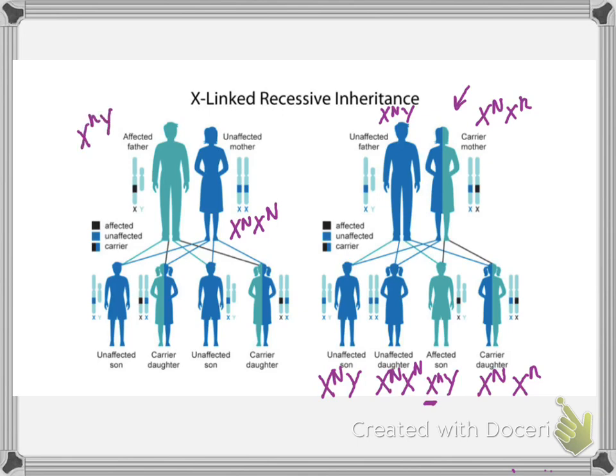Again, girls get X chromosomes from each parent. So the girls are always getting that recessive allele from their fathers. Hopefully that gives you a better idea of how sex linkage works and how we can use it to kind of predict pedigrees.